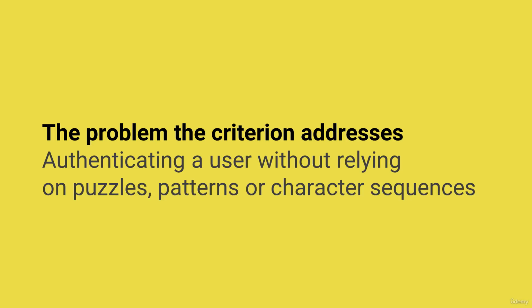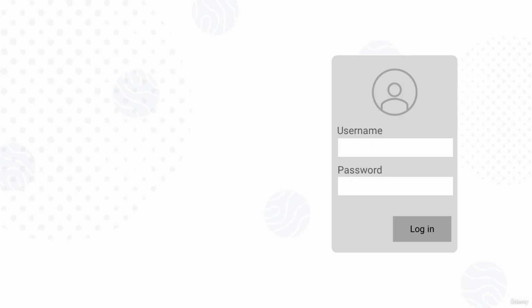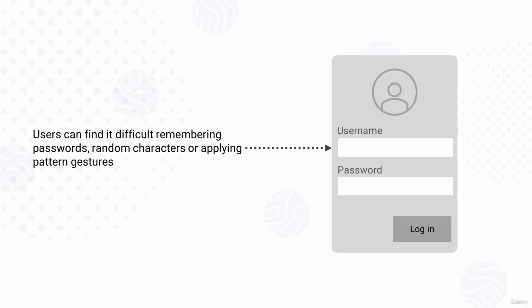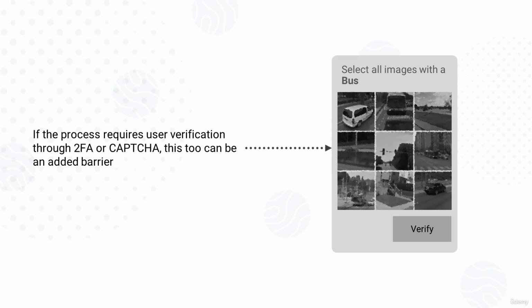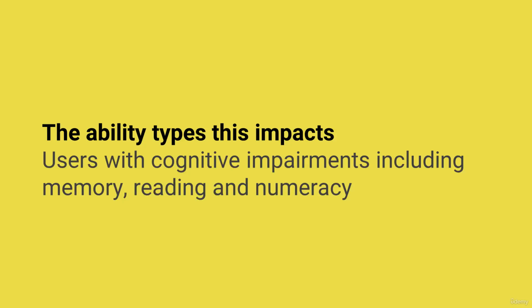Users with cognitive impairments, which include memory, reading, numeracy or processing of images and objects, can find it difficult and in many cases impossible to authenticate if the process requires memorizing words, pattern, gestures or character sequences. Additionally, if the authentication process requires user verification through two-factor authentication or CAPTCHA, then this too can be an added barrier. Asking a user to perform these actions to complete a task is known to be problematic for many with cognitive disabilities. So we know the problem the criterion attempts to solve, but what is the impact to a user?